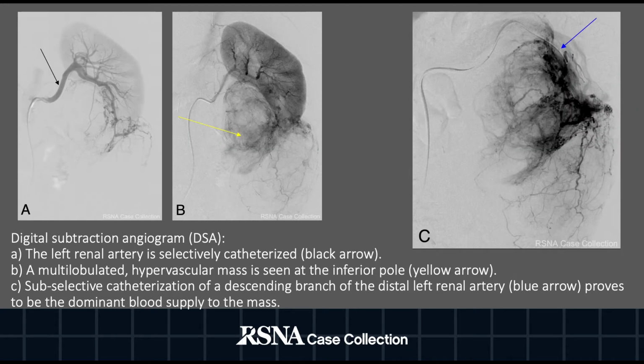The following images are taken from digital subtraction angiogram, or DSA. In image A, the left renal artery is selectively catheterized, shown by the black arrow. The yellow arrow in image B shows the multilobulated hypervascular mass at the inferior pole. Image C shows subselective catheterization of a descending branch of the distal left renal artery, shown by the blue arrow, which proves to be the dominant blood supply to the mass.